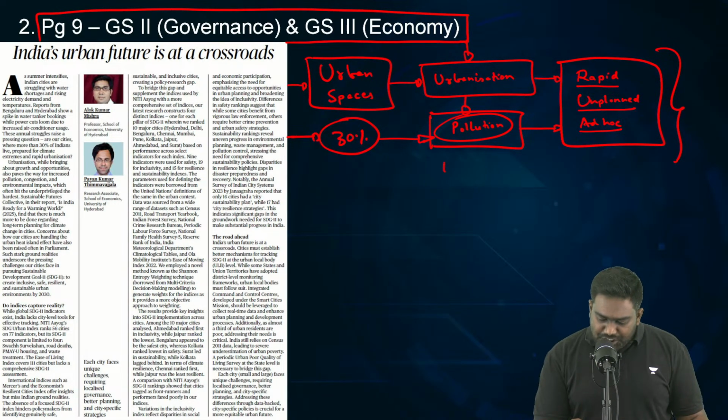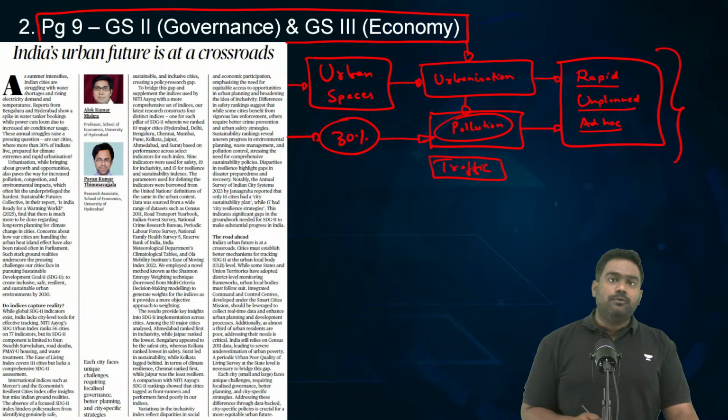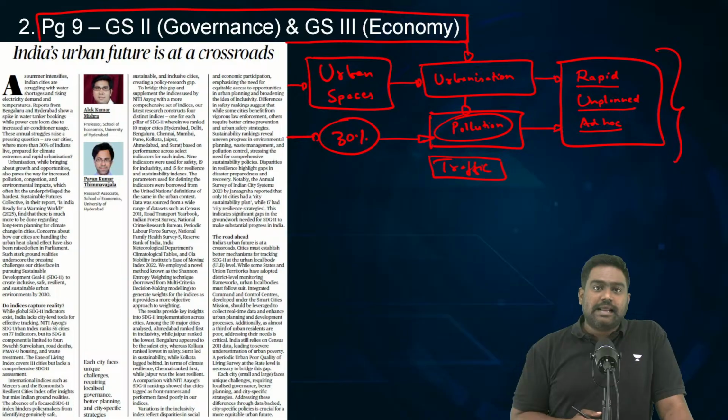Look at the traffic congestion. Cities like Mumbai, Bengaluru, are notorious for the deadly traffic conditions. The roads are not well planned. They lack the required infrastructure.